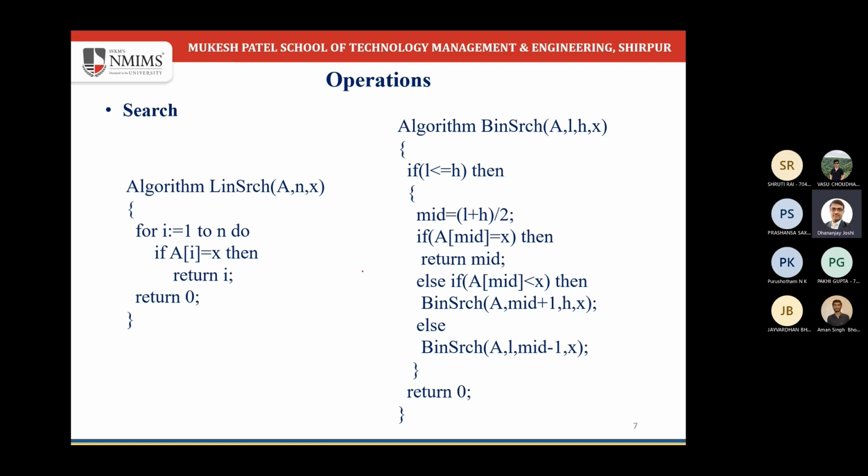Binary search is only applicable on sorted lists. The elements are supposed to be arranged in either increasing or decreasing order. Only in that case can we apply binary search. And in binary search, what do we do? Do you have any idea?